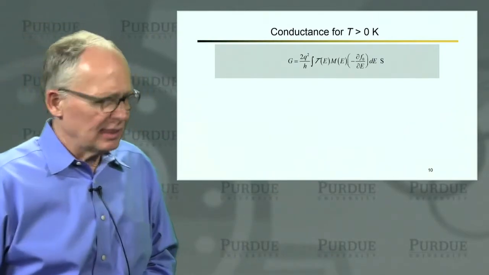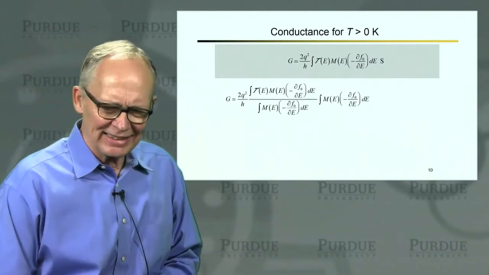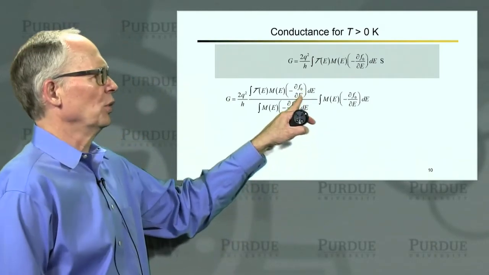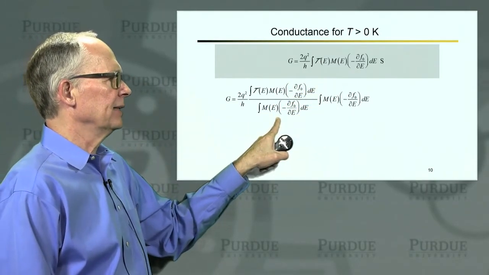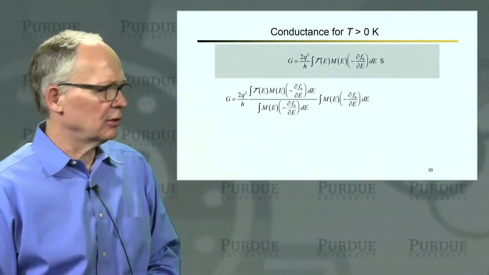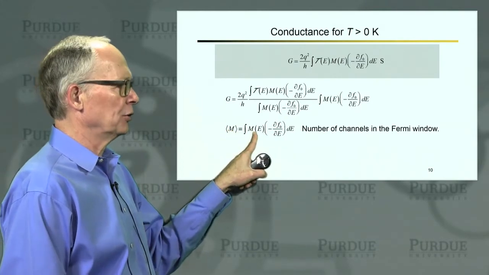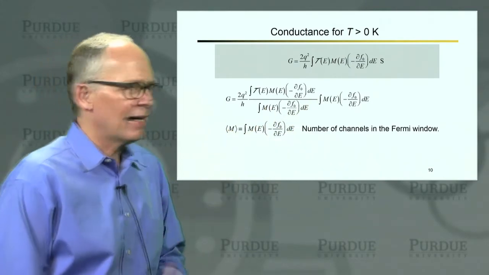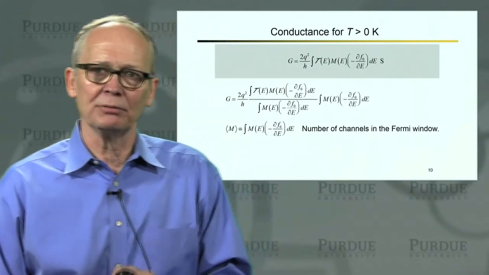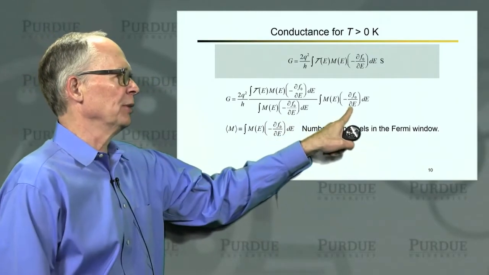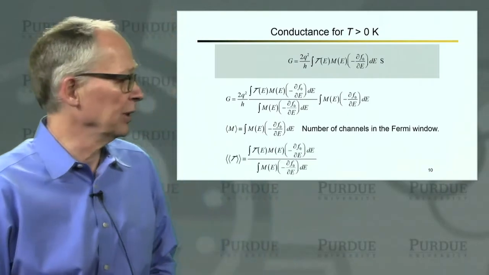All right, let's look a little more carefully at the conductance for T greater than 0. Then the mathematics can get a little more involved. I don't want to work this out too much here now, but if I divide by this integral and multiply by this integral, and I define a quantity, M in brackets, as that integral that I divided and multiplied by, I'm going to interpret that integral as the number of channels in the Fermi window. Right? So that makes sense. There's my Fermi window. Here's my number of channels. If I do that integral, it's the number of channels in the Fermi window.